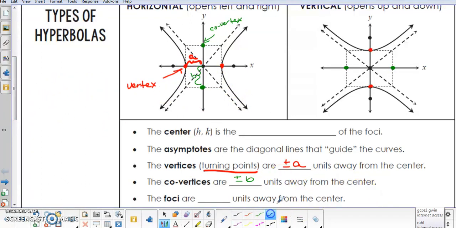Alright. Then, right here, on the inside of our parabolas, we have our foci. And those are going to be plus or minus c units away. Right here in the middle, we have our center. That's where our asymptotes intersect. It is also going to be equally distant from my vertices, my foci, and my co-vertices. It is the midpoint of the foci. All right.